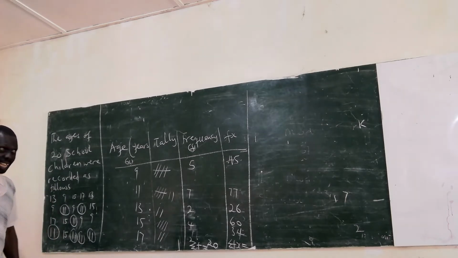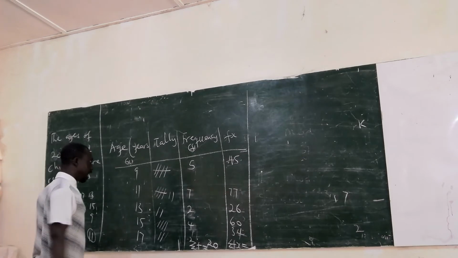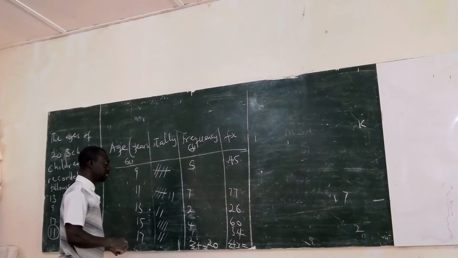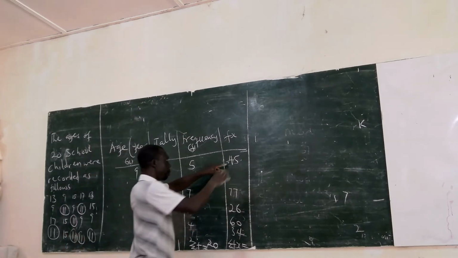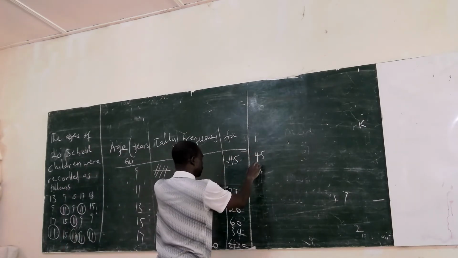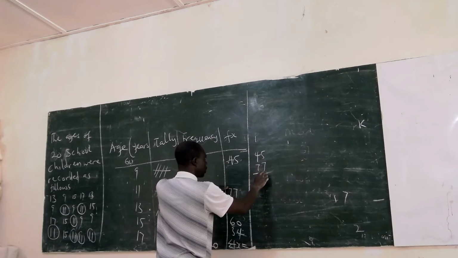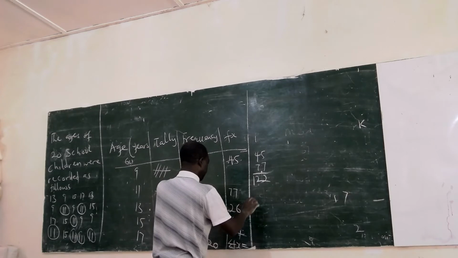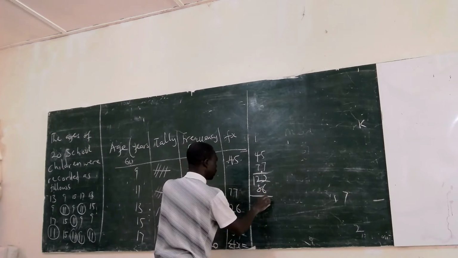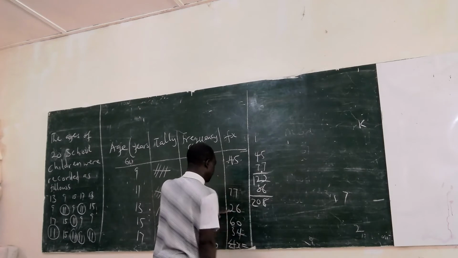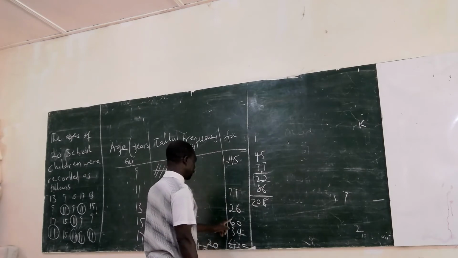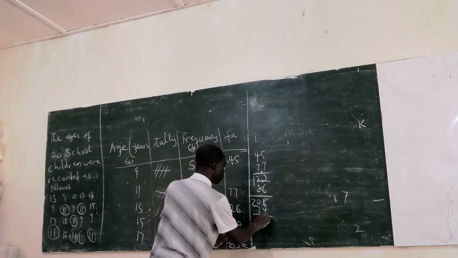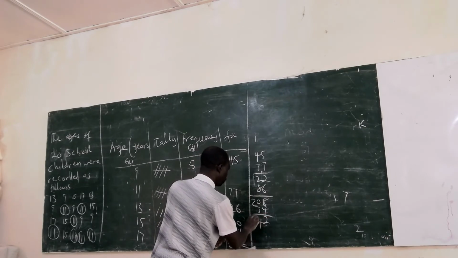Okay? Now we are going to find the summation of fx. So let's add and see. 45 plus 77 gives us 122. 122 plus 26 gives us 148. Plus 60 gives us 208. Then plus 34. This will give us all 242.